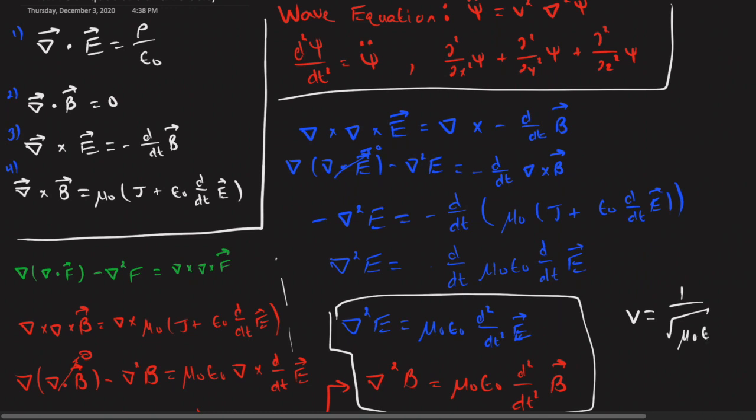And I encourage you to try this. Basically what you do is you divide by mu naught epsilon naught on both sides. You'll get 1 over, you get the del squared of E, the Laplace of E.